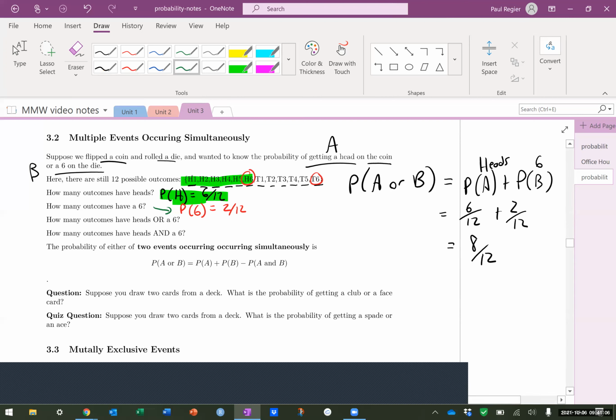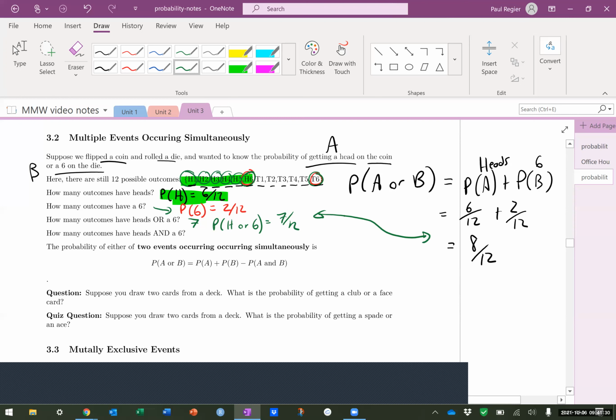green. Notice this has a head, this has a head or a 6, this has a head or a 6, this one, this one, this one, and this one. So how many outcomes either have a head or a 6? There's 7 outcomes. So probability of head or 6 really is 7 out of 12. Notice that's kind of different than what we found here if we just add them.